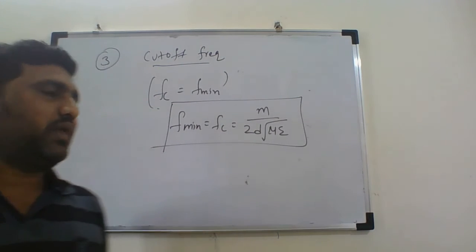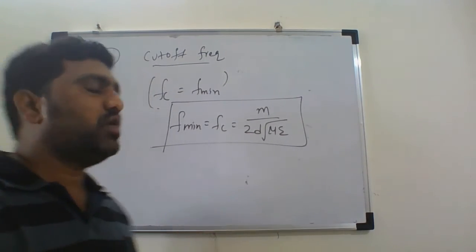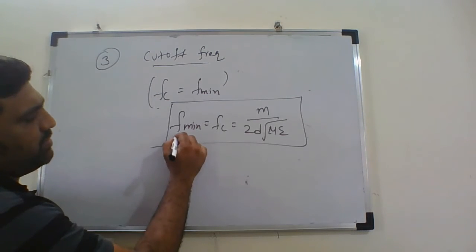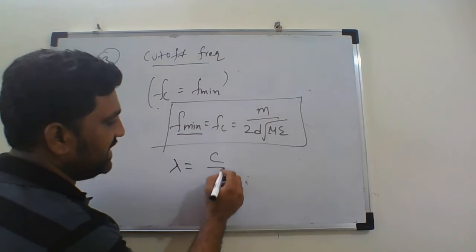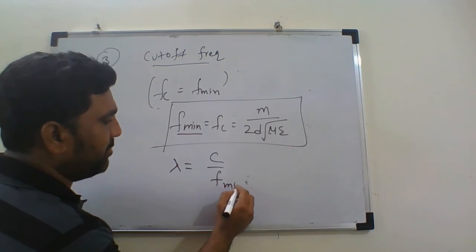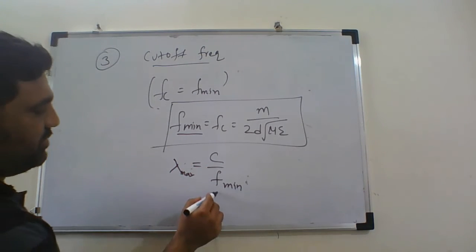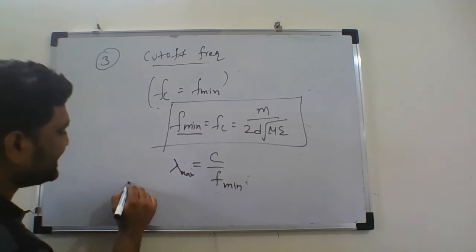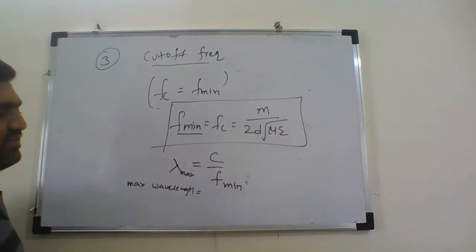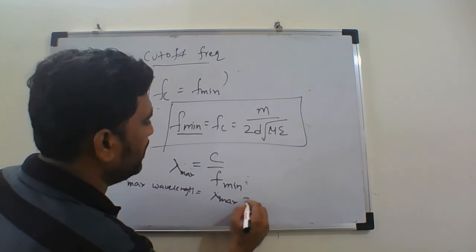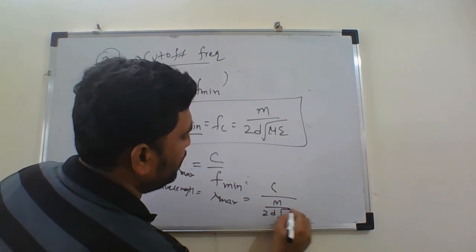Here there are a couple of important observations we can make. First, for a given minimum frequency f minimum, we know that the wavelength is c by f. So if f is minimum, then we get the maximum value of lambda. Whenever f is minimum, we get lambda maximum. So there is a maximum wavelength that can pass through the waveguide. That maximum wavelength is given by lambda max is equal to c by f minimum, which is m by 2d root mu epsilon.